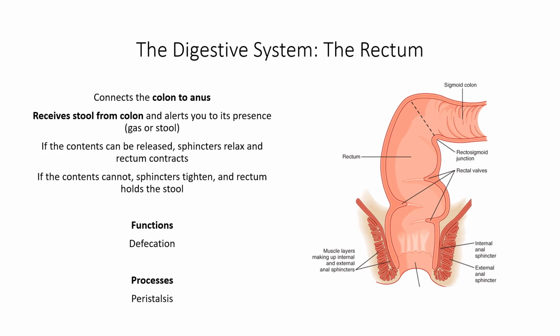If you are in a position for the contents to be released, then the sphincters will relax and the rectum contracts, pushing out any material or gas that is in there. And if the contents cannot be released, the sphincter tightens and the rectum will hold the stool or gas until you're in a position for it to be released. The function here is defecation, and the process once again is peristalsis.